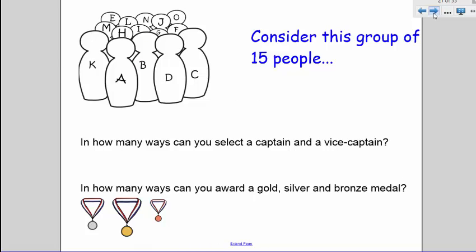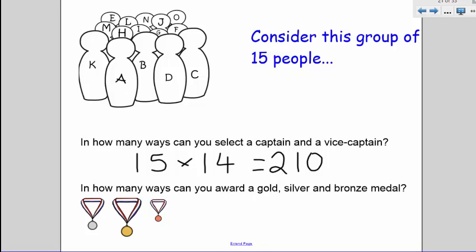As well as arranging people or things in line, we use permutations to determine the number of ordered combinations. If we consider selecting a captain and a vice captain from a group of 15 people, say a rugby team, there will be 15 people who can be captain, leaving 14 people who can be vice captain. 15 multiplied by 14 gives us 210 different combinations of captain and vice captain.